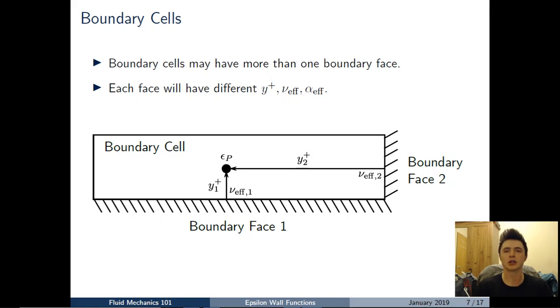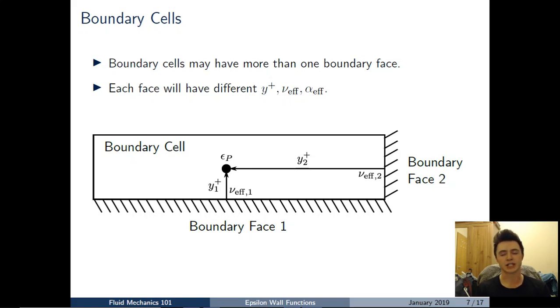If we really stop and think about this, what it means if a boundary cell has multiple boundary faces is that we're going to have a different value of y plus on each face. As you can see here in the diagram, the y plus value for boundary face 1 is much smaller than the y plus value for boundary face 2. As a result, the turbulent and momentum diffusivities are going to be different on each face.